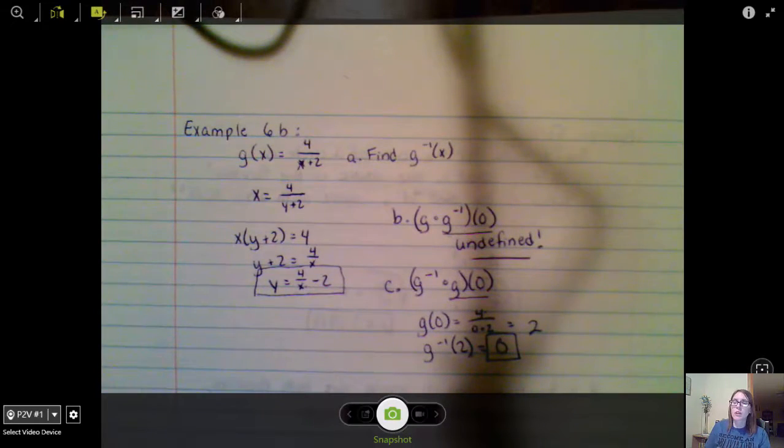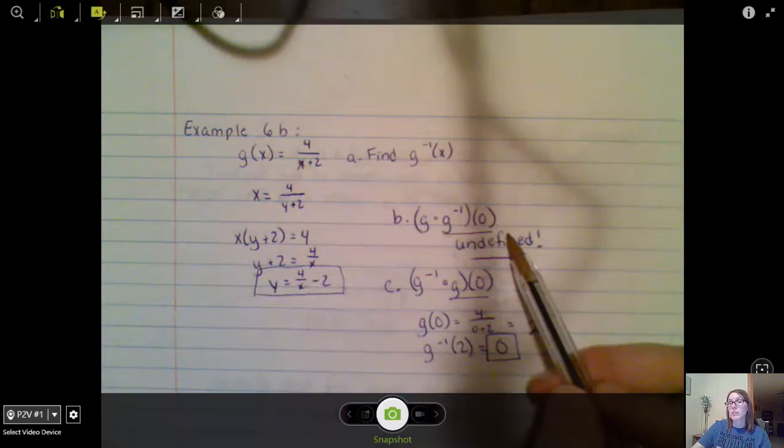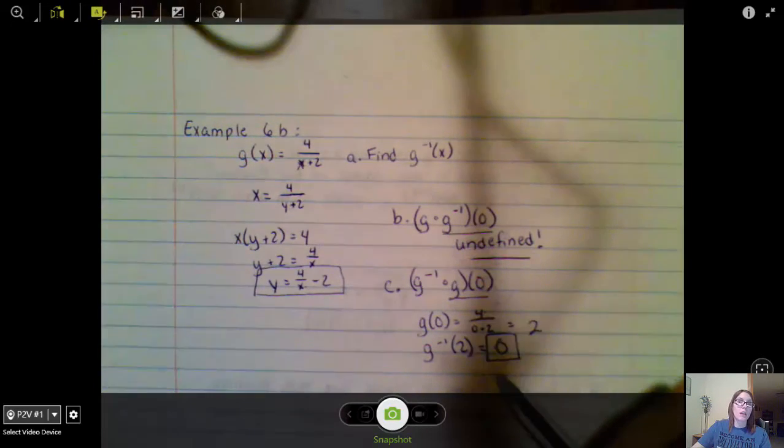Okay, again, you also could have kind of taken a shortcut. We know this one doesn't work, this one will work, and we should get 0.